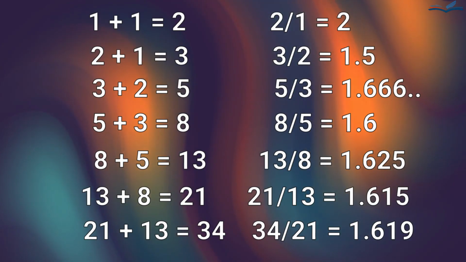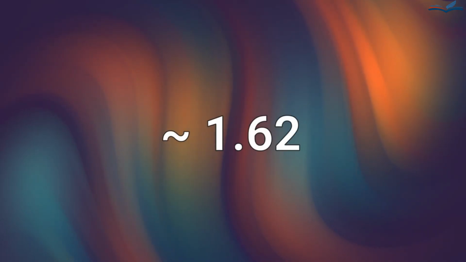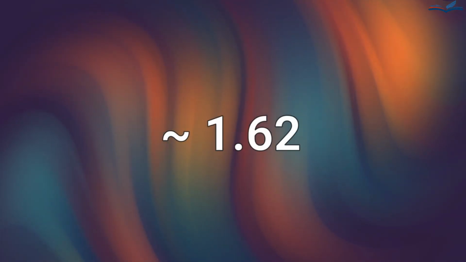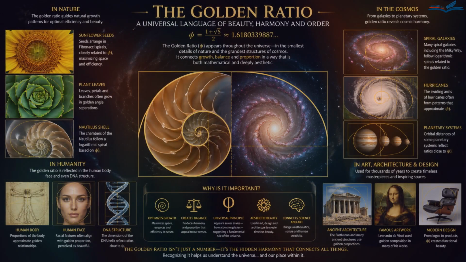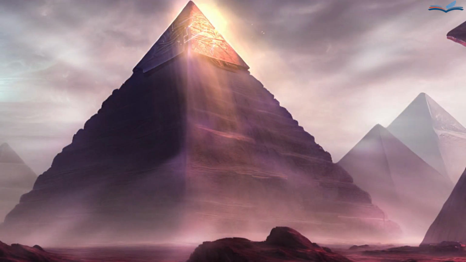As the sequence progresses, an interesting relationship emerges. When you divide one number by the one before it, the result approaches a constant value, approximately 1.62. This number is known as the golden ratio. Some people call it the divine proportion, because it can be found throughout the design of the universe and everything in it. The divine proportion has been associated with beauty and harmony for thousands of years.